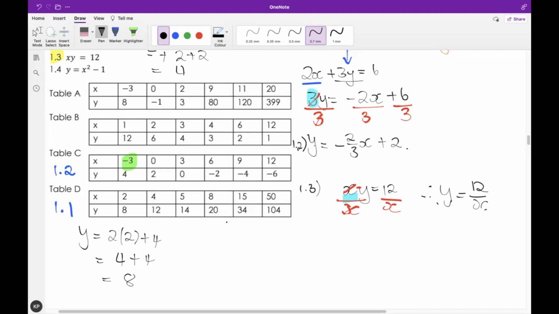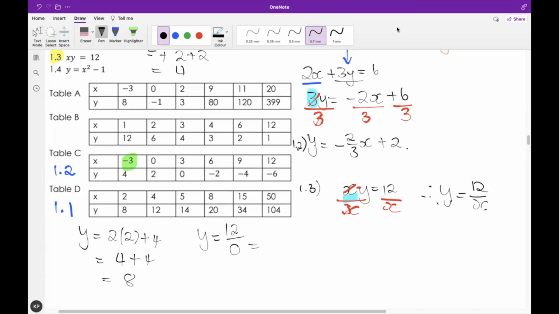Is there anybody who has matched table A and B so far? Or we can just do it together. Okay? So 1.3 says y equals 12 divided by x. So I'm going to check it with table A. So I'm going to say y equals 12 divided by, and I'm going to choose the 0.